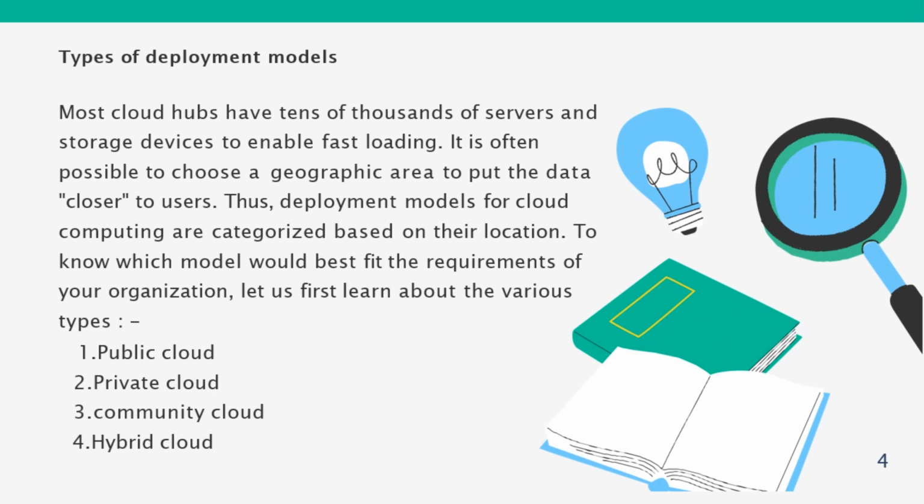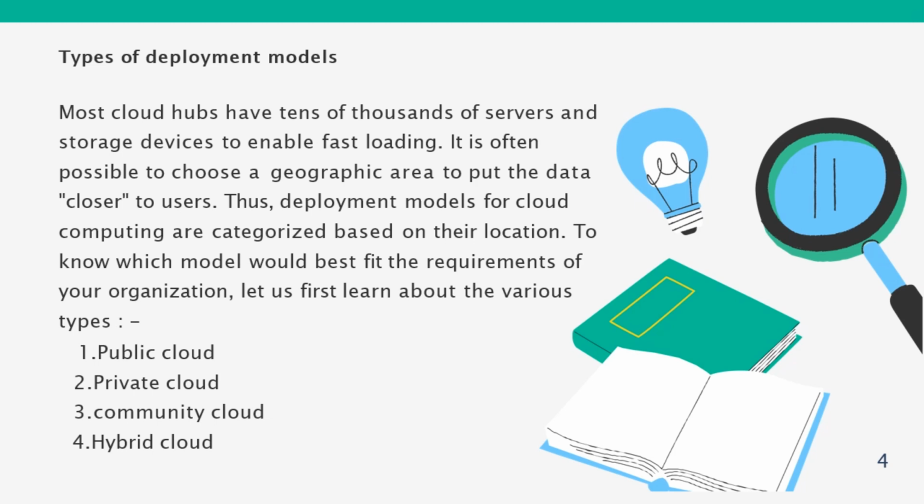Second one is the types of deployment models. Most cloud hubs have tens of thousands of servers and storage devices to enable fast loading. It is often possible to choose a geographic area to put the data closer to users. Thus, deployment models for cloud computing are categorized based on their locations. To know which model would best fit the requirements of your organization, let us first learn about the various types.